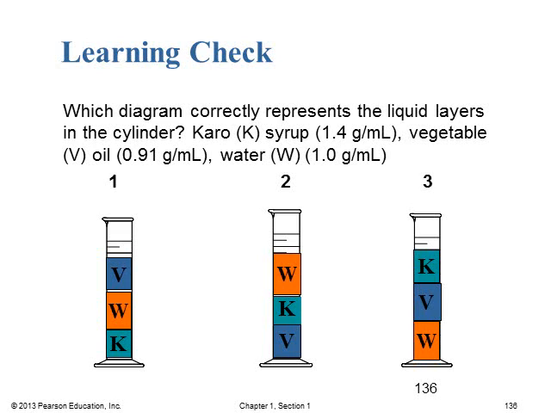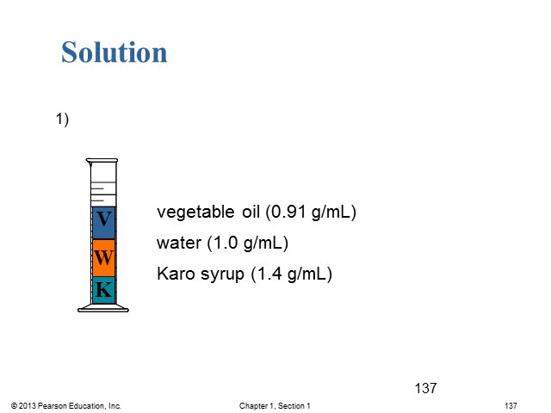All right, here it says, which diagram correctly represents the liquid layers in the cylinder. They give you the densities, and whichever one has the smallest density should be on the top, and whichever one has a larger density should be on the bottom. Here we see that the vegetable oil, symbolized with the letter V, should be on top. Then water should be in the middle, and corn syrup should be on the bottom. So we should be able to select choice 1, as you see here.